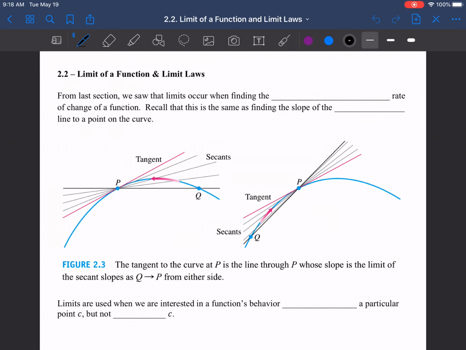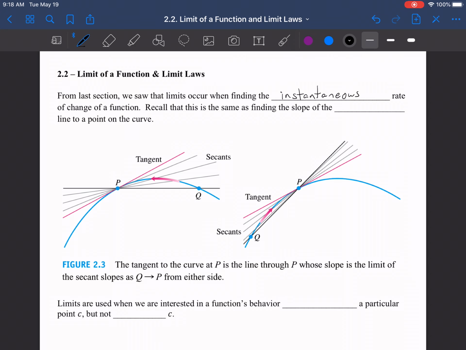All right, we're going to get started on section 2.2 here and actually really get going into what limits are and how to work with them. So starting with limit of a function and limit laws. From last section, we saw the limit occurs when finding the instantaneous rate of change of a function.